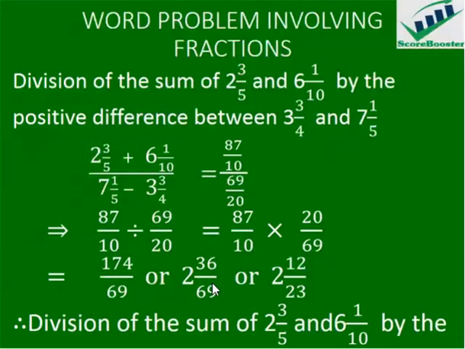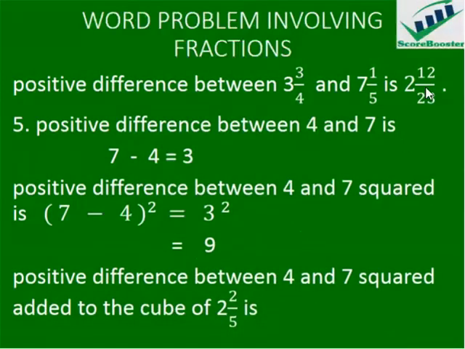2 whole number 36 over 69, and this 36 over 69 is not yet in its lowest term. You can still divide this by 3 and divide this by 3. So when you divide this by 3, you have 12, and when you divide this by 3, you have 23. So it's either you write 174 over 69 or 2 whole number 12 over 23. So therefore the division of the sum of 2 whole number 3 over 5 and 6 whole number 1 over 10 by the positive difference between 3 whole number 3 over 4 and 7 whole number 1 over 5 is what? 2 whole number 12 over 23. And that solves the question.